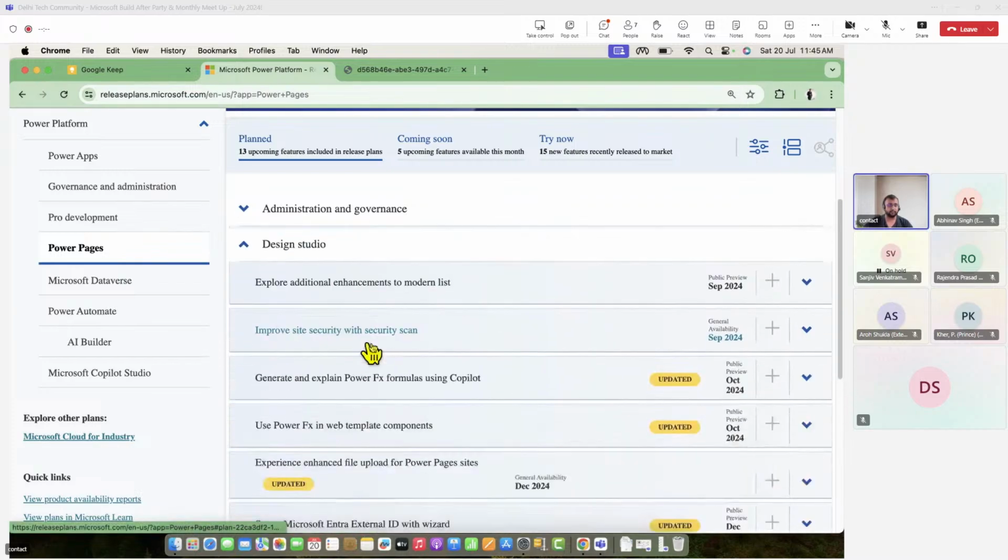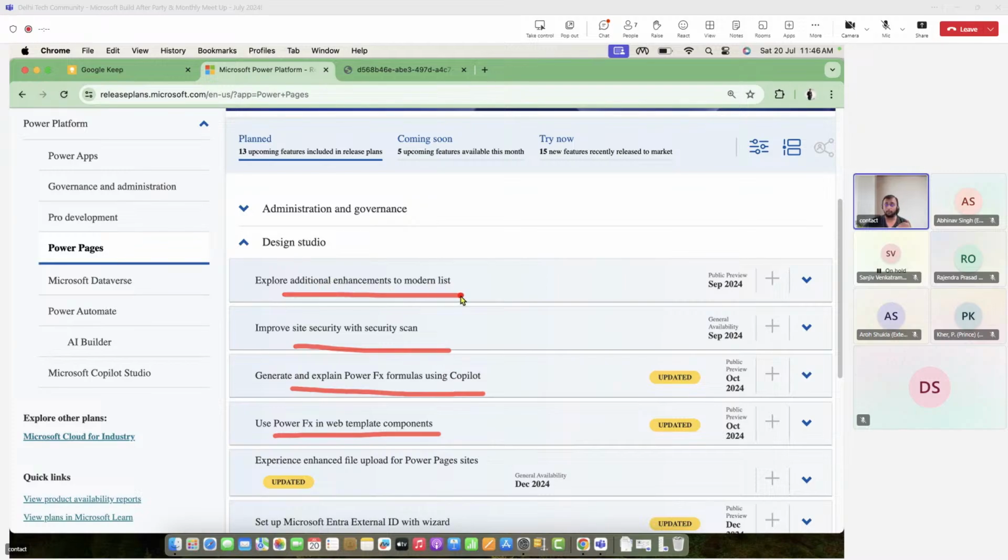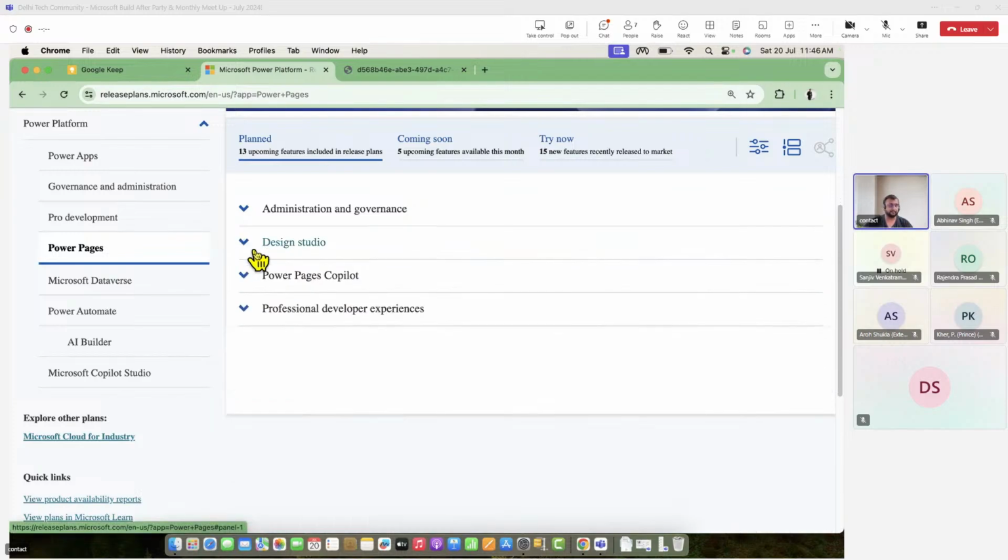Same way, for Design Studio as well, many enhancements have been made. Like we can see, Power FX you can now write in your web template or on your Power Pages website. Also, you can generate and explain the Power FX formula using Copilot as well. During that, you can improve the site security within the different security screen, and there are many additional enhancements to the modern list as well, because ultimately Power Pages behind the scenes uses the model-driven grid, and whatever model-driven grid enhancements there are, we can see over here as a part of the design studio enhancements inside Power Pages.